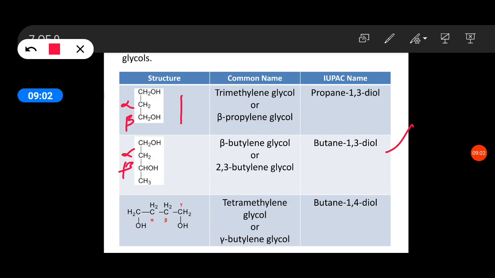So here, with respect to the carbon bearing the OH group, adjacent to that it becomes alpha, the next one is beta, next is gamma. So here, the first carbon and the gamma carbon bear the OH group. Therefore it is gamma butylene glycol or tetramethylene glycol. The IUPAC name is butane-1,4-diol, because on the first carbon and fourth carbon OH groups are present.